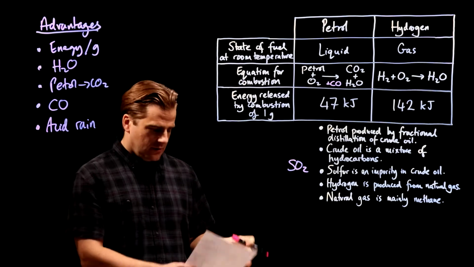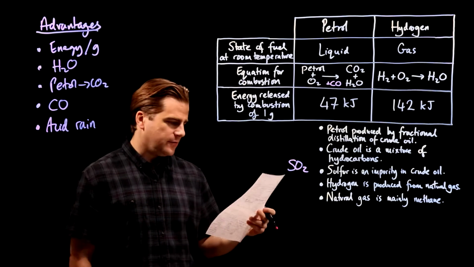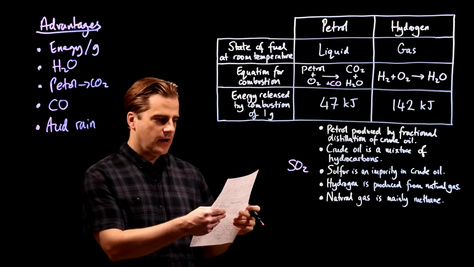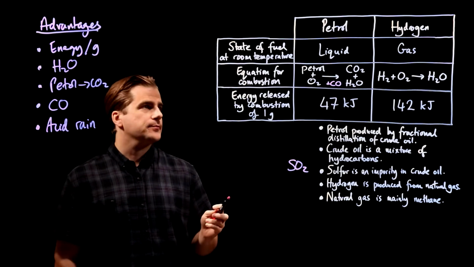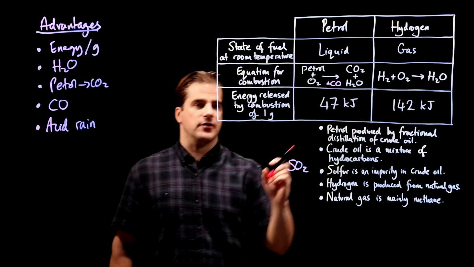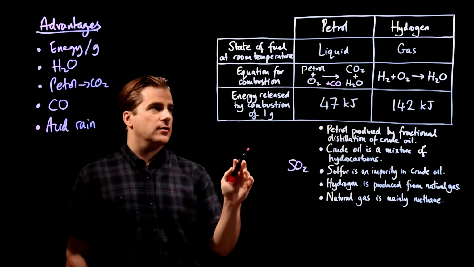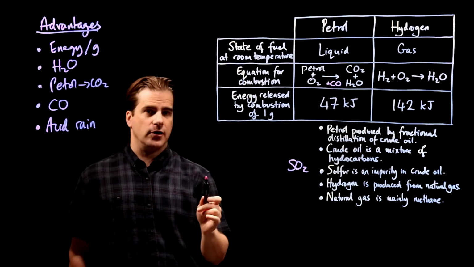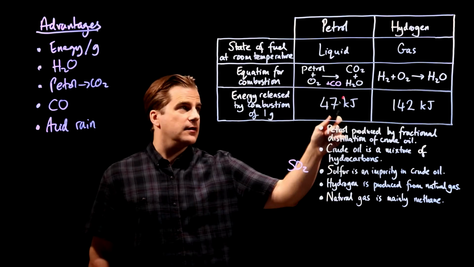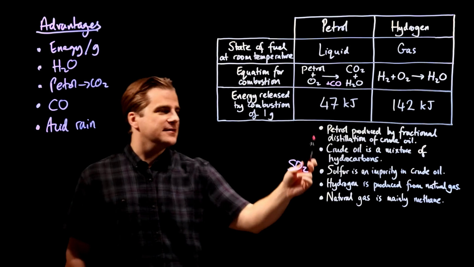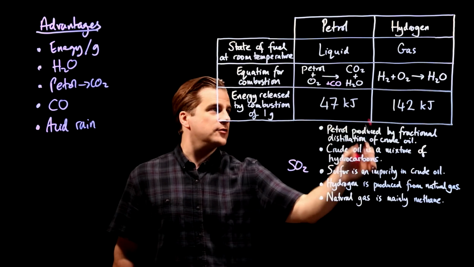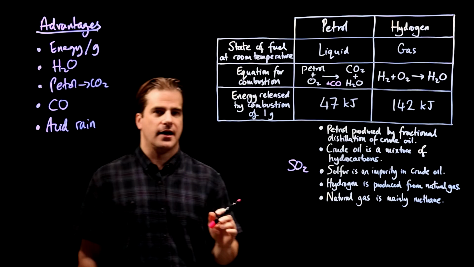Okay, we're going to have to look at this now. What else have we got? Right, we'll just do one more advantage. So, petrol and hydrogen are both produced from non-renewable sources here, okay? They've told us that petrol comes from crude oil and hydrogen comes from natural gas.